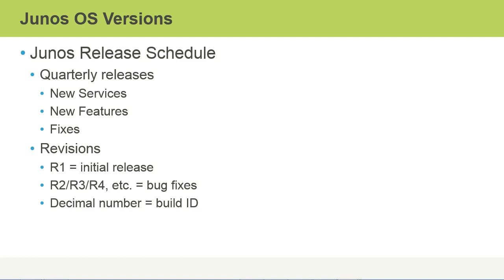Now, they also have revisions indicated as well, in the sense that R1 would be the initial release, and then additional bug fixes would come out as R2, R3, R4, and so on. They also have a decimal numbering system that they use to indicate the build number of the release as well.